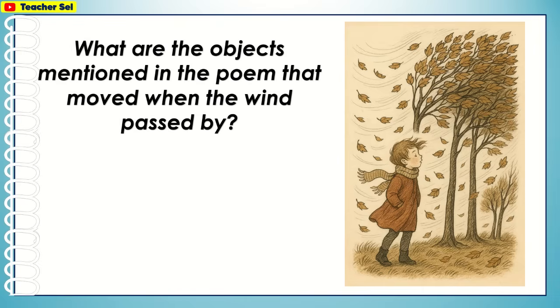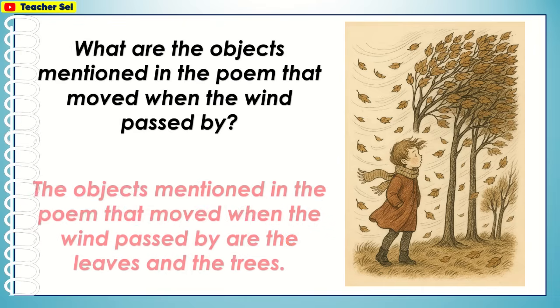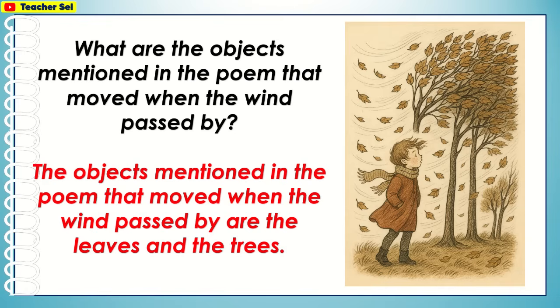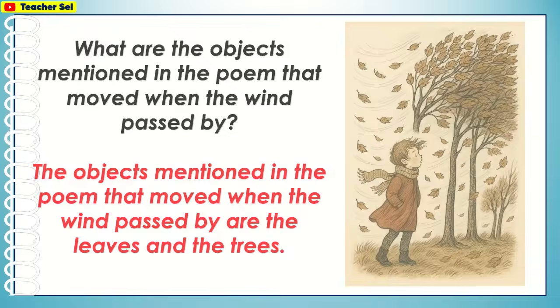What are the objects mentioned in the poem that moved when the wind passed by? The objects mentioned in the poem that moved when the wind passed by are the leaves and the trees.